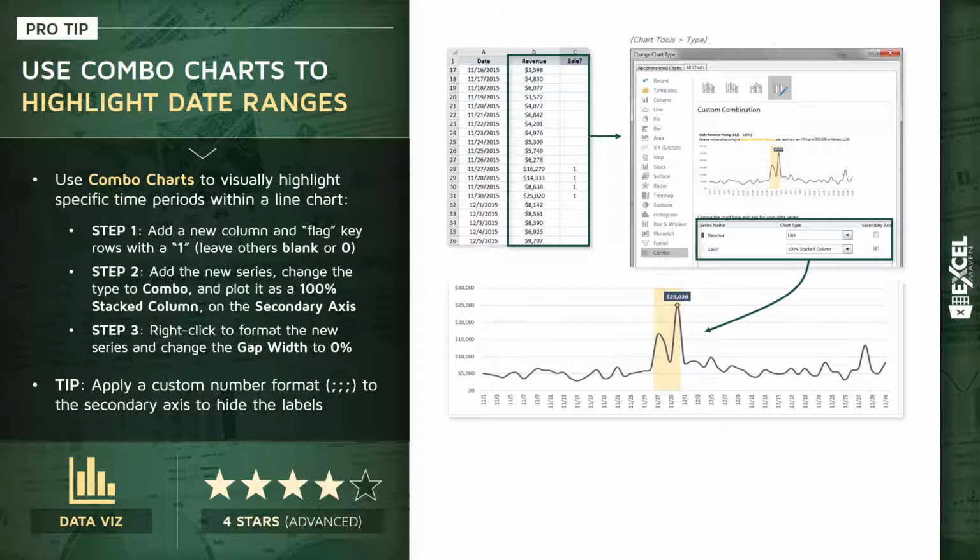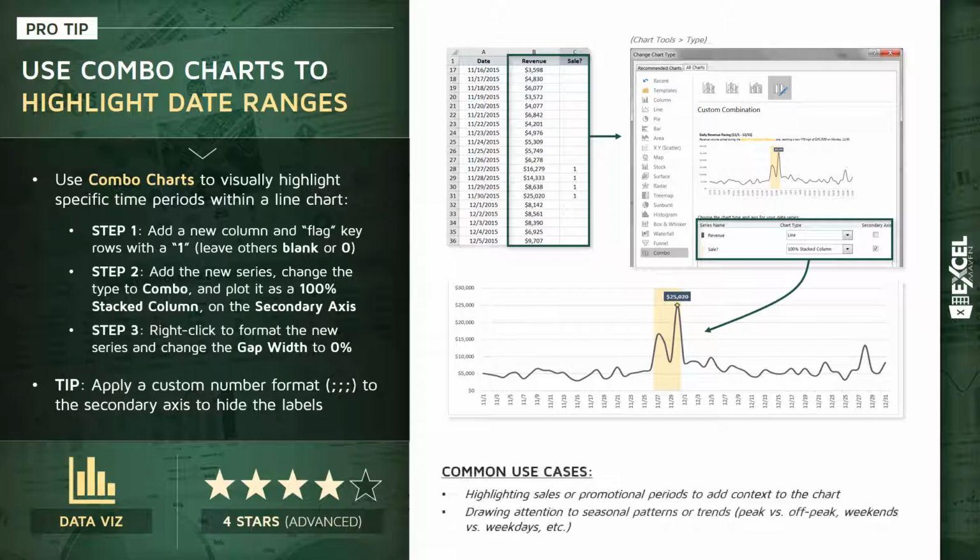A little extra tip here: if you want to hide the secondary y-axis like you see in the screenshot, you can apply a custom number format to the axis itself with 3 semicolons in a row, which essentially makes that axis and those labels completely invisible.